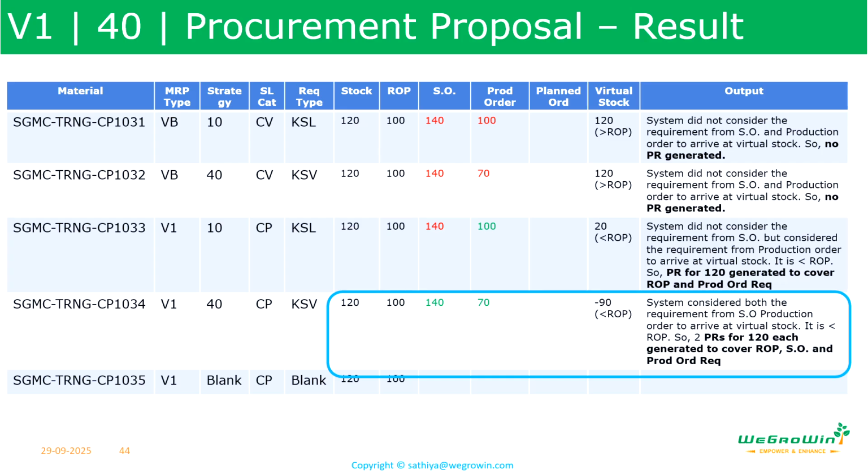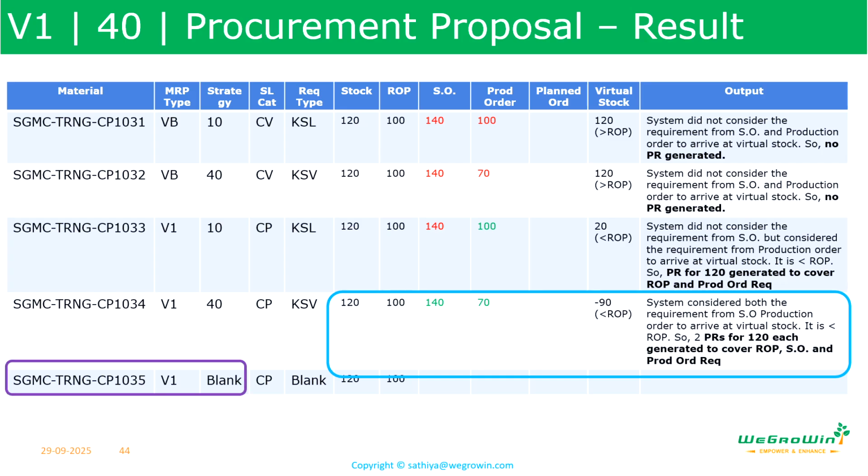But in 1034 with MRP type V1 with strategy 40, the system has considered the sale order also. Then now the system is proposing to cover both requirements from the sale order and the production order. Please note, this is the main difference. This is the key of this session. This is the critical area of this session. So please go through this difference clearly, right? So please pause here and go through all these comparisons.